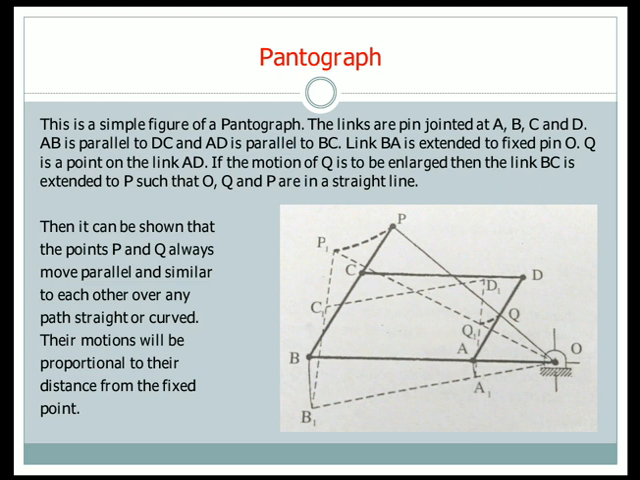If the motion of Q is to be enlarged, then the link BC is extended to P such that O, Q and P are in a straight line. So here there is a line joined between O and P, and on link AD the point is marked as Q, and they are all on a straight line.